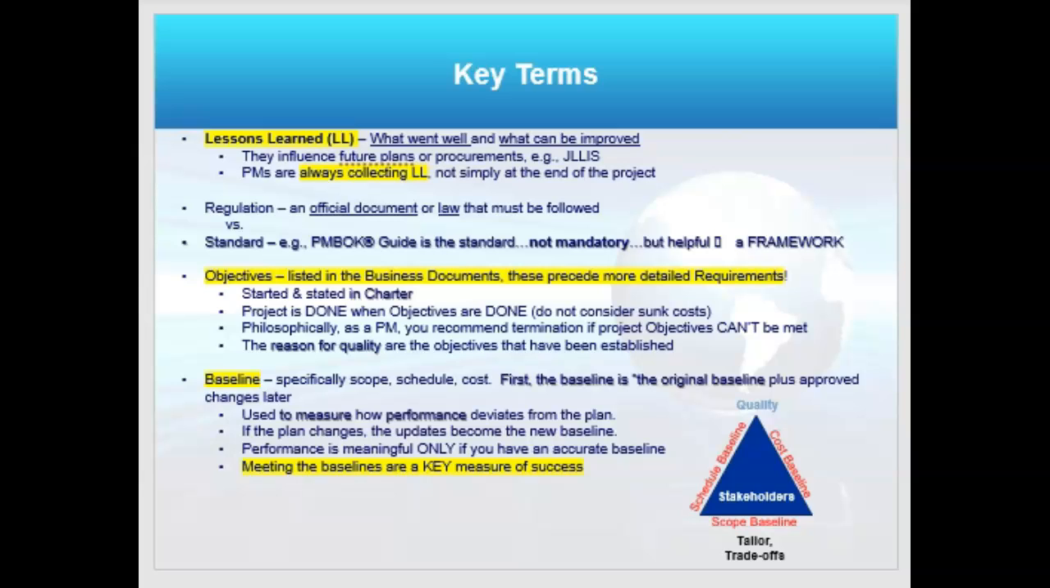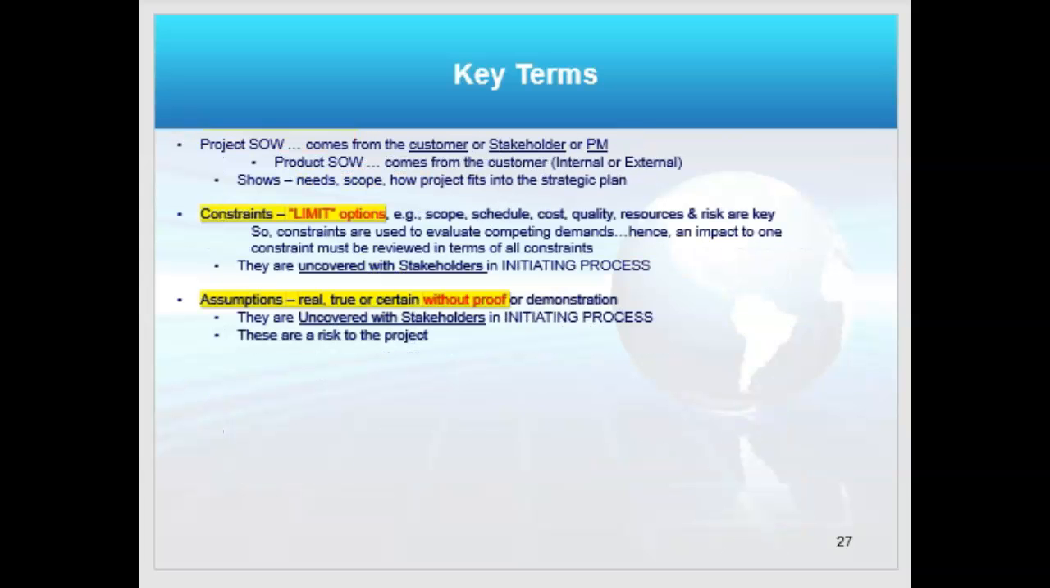And your role is to manage them and to make trade-offs. If the schedule changes, it will impact cost and scope. If the scope changes, it will impact cost and schedule. If the cost or budget changes, it will impact schedule and scope, right? And you're making those trade-offs along the way.